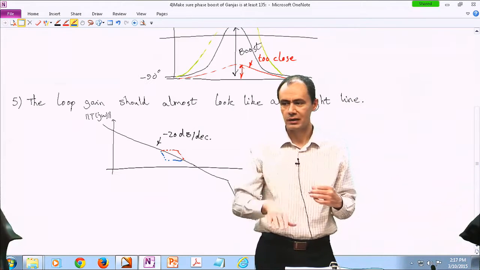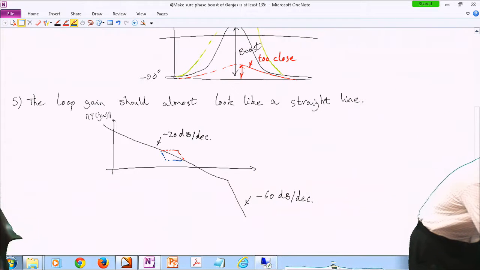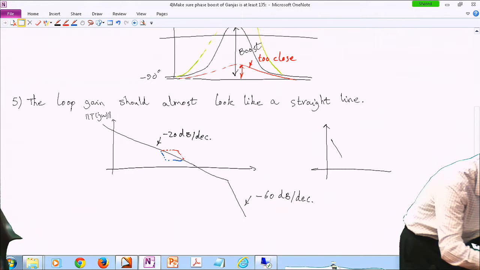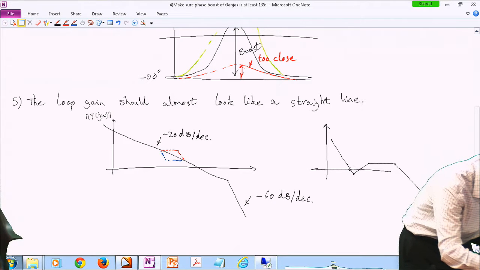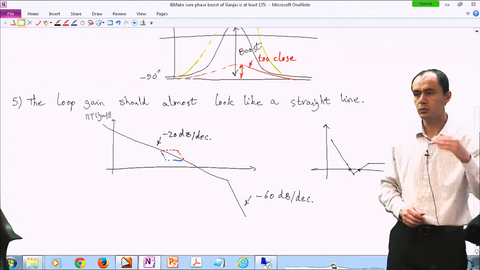You shouldn't just go down and up and down and up and down. Something like this would not be acceptable. You are here, then you go down, you come back up, you're here, then you go down again. So you have several crossovers, and that's not a good idea. So your loop gain should almost be a straight line.